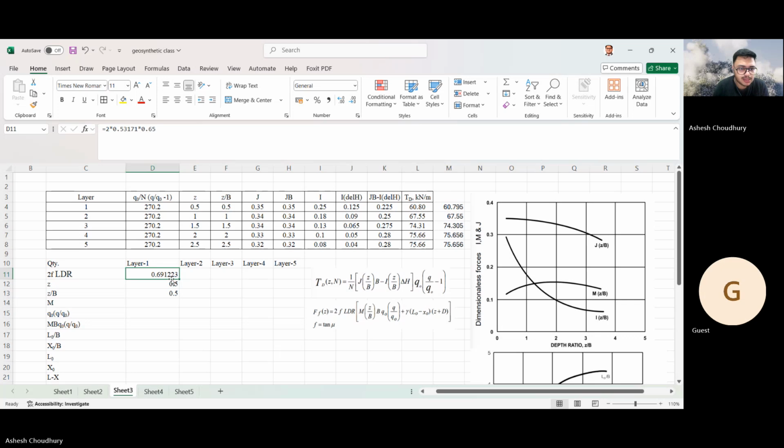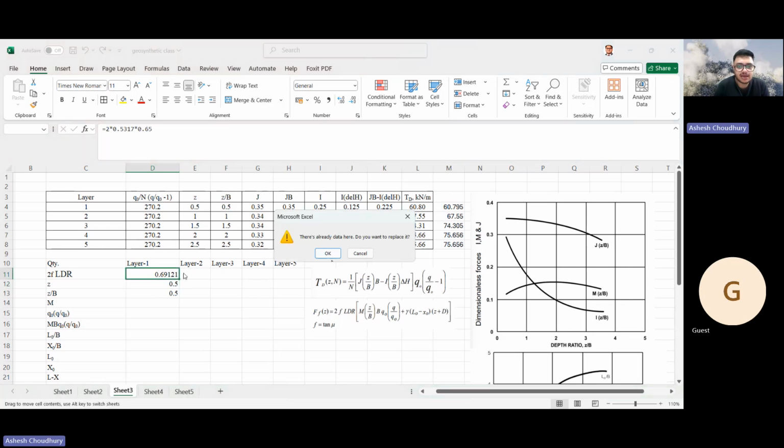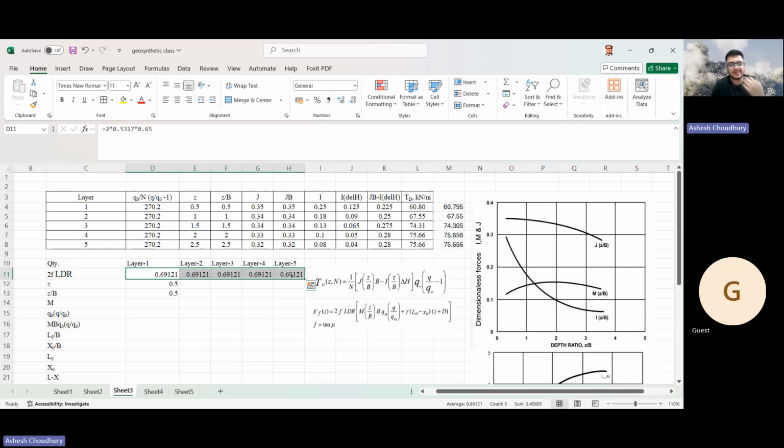So this first value is the same for all the layers. Now Z is different: this is 1, this is 1.5, this is 2, this is 2.5. So Z is also done. The next, Z by B, is 1, 1.5, 2, 2.5 in the same way. Okay, I got that.